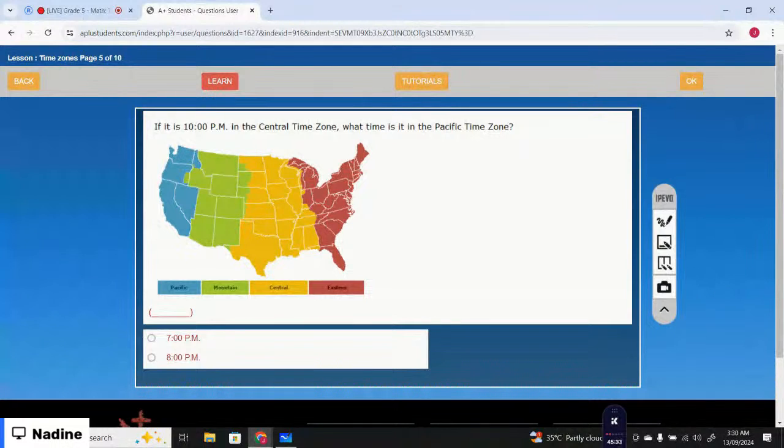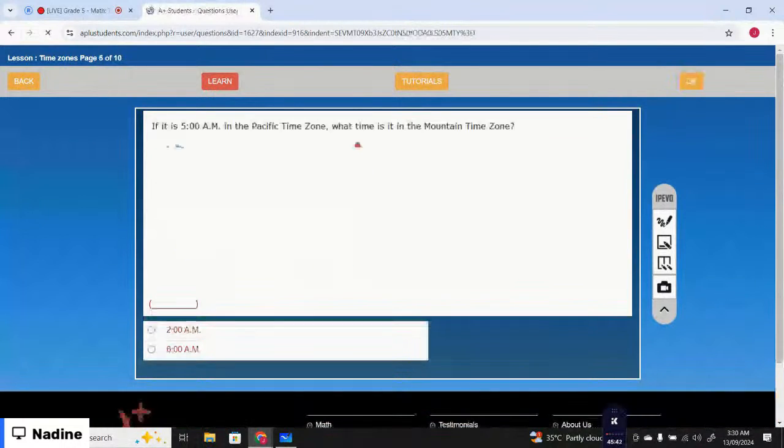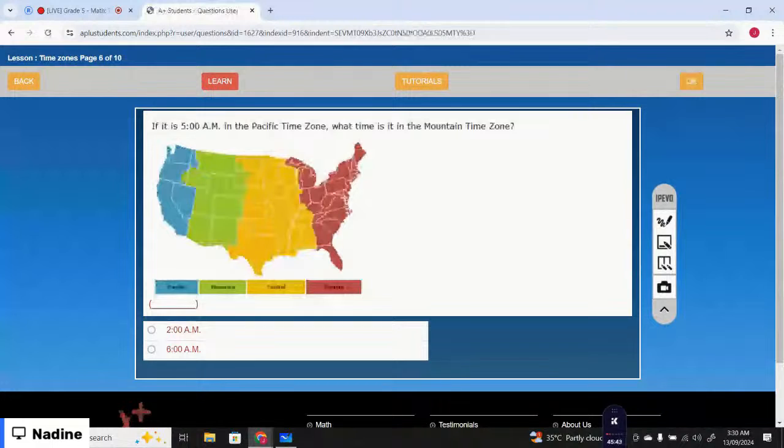That is 8 a.m. Option number 2 is the correct option. If it is 5 a.m. in the Pacific time zone, what is it in the mountain time zone? So which is the correct option?